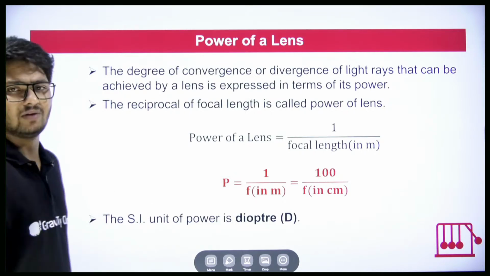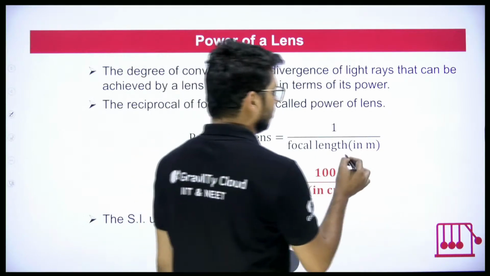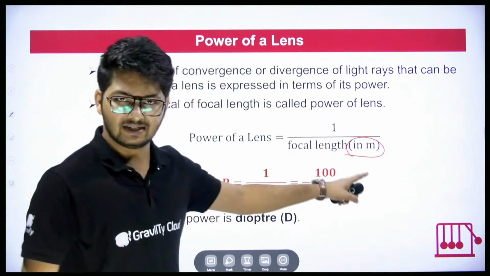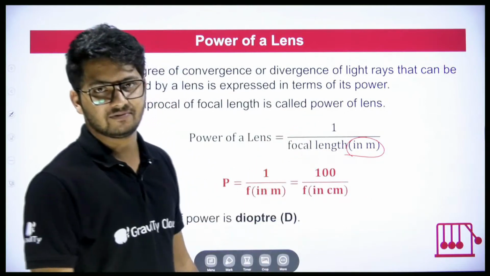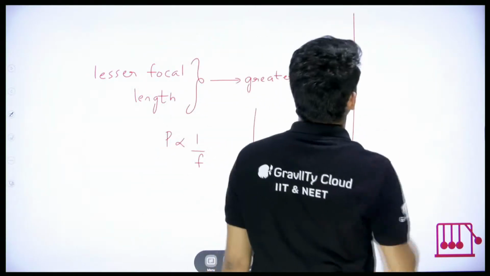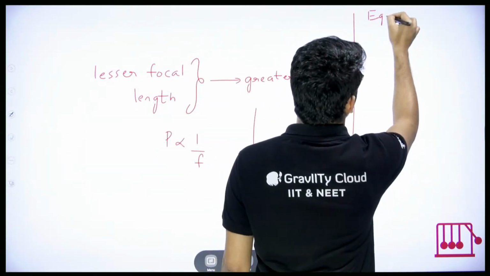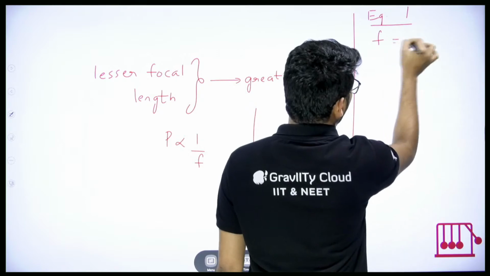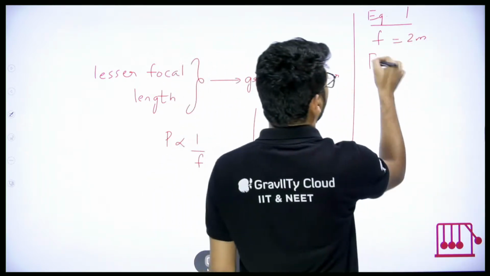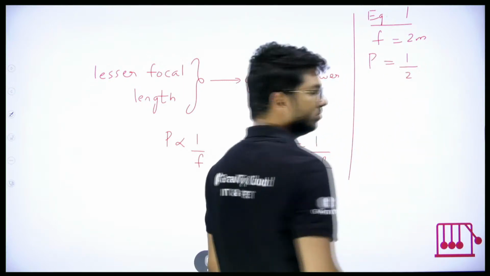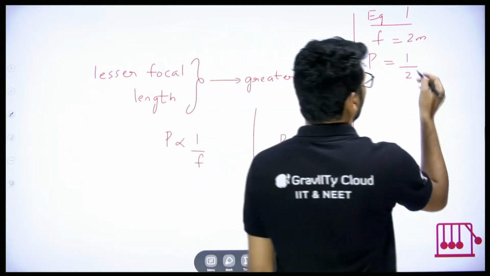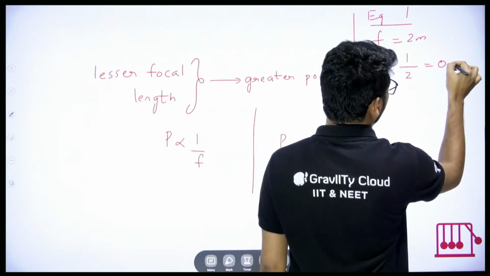Or else you can just remember one formula. Power is equal to 1 by focal length in meters. So if the focal length is in meters, you directly take it as 1 by f. For example, Example 1. Focal length is equal to 2 meters. Then we directly take power as what? 1 by 2. Because focal length is in meters, we can directly use the formula 1 by f. So 1 by 2, it is 0.5.